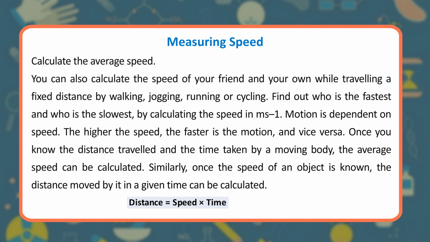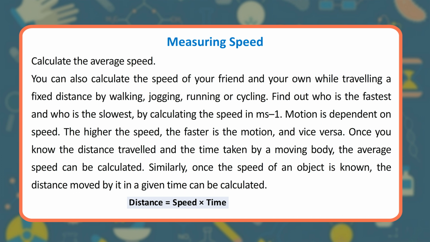Calculate the average speed. You can also calculate the speed of your friend and your own while traveling a fixed distance by walking, jogging, running or cycling. Find out who is the fastest and who is the slowest by calculating the speed in m/s.